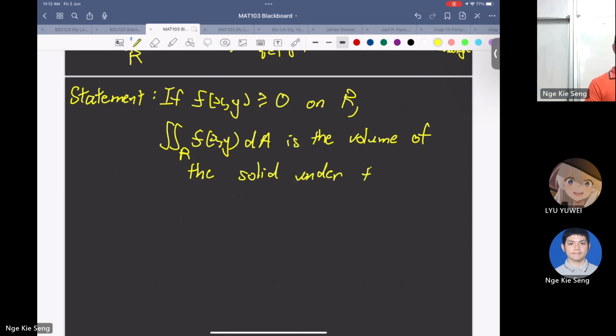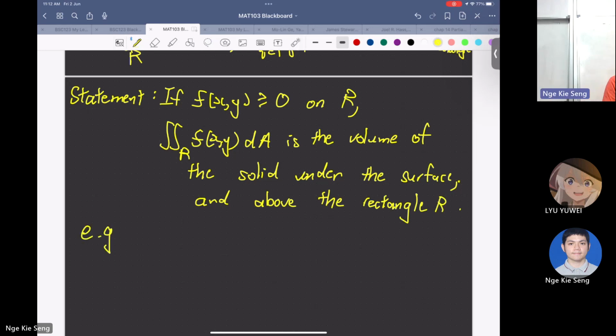This is true. The surface and the domain we integrate over. Okay, so this is nice.